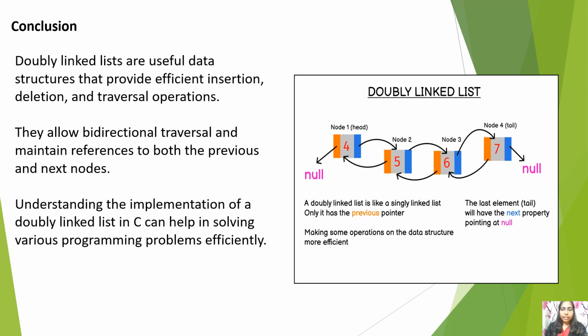Here, doubly linked list representation is done. A doubly linked list is like a singly linked list, only it has a previous pointer, making some operations on the data structure more efficient. The last element, that is the tail, will have the next property pointing at null.